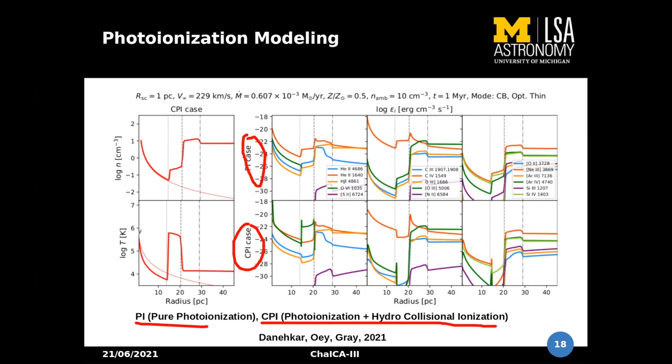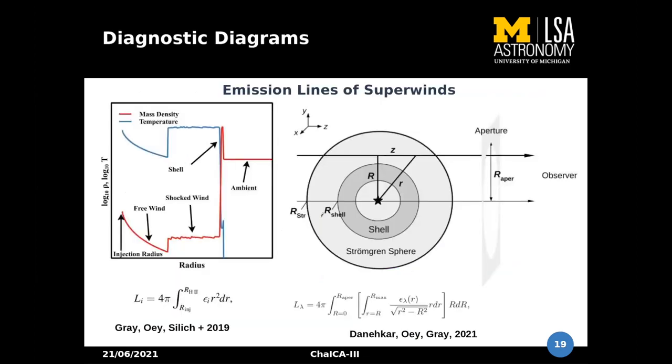And here you see also the formation of catastrophic cooling diverges from adiabatic solutions. As you see here in these solutions, in CPI, you see a stronger O6, oxygen 6 lines, which are produced by collisional ionization in catastrophic cooling regions. So there is some difference between pure photoionization and photoionization plus hydrodynamic collisional ionizations.